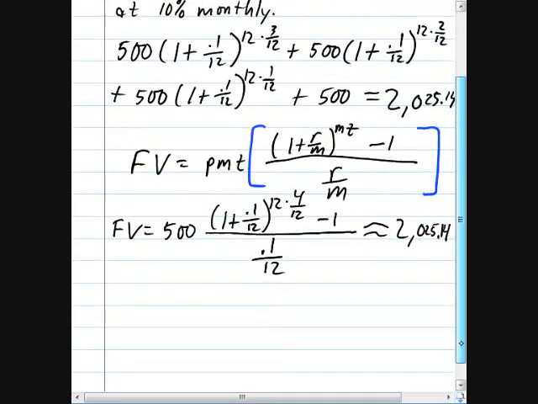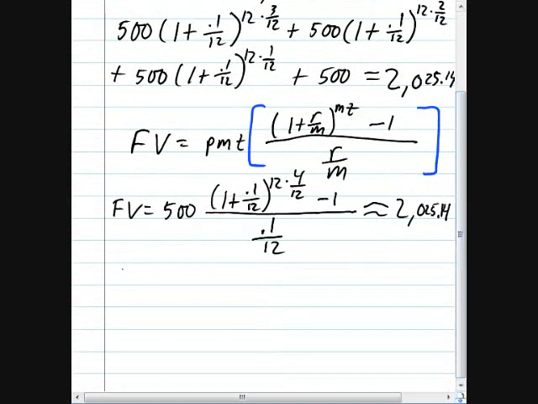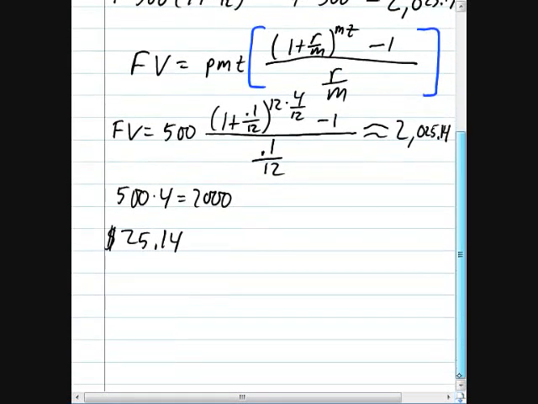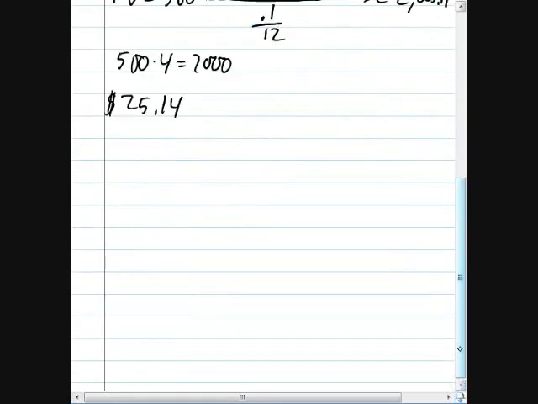Now in this example, we paid $500 4 times, which is $2,000. But in our account we made $2,025.14, so we earned $25.14 in interest. Now that doesn't seem like a lot, so let's see if this is actually worth doing. Can we really make money by investing in an annuity payment?